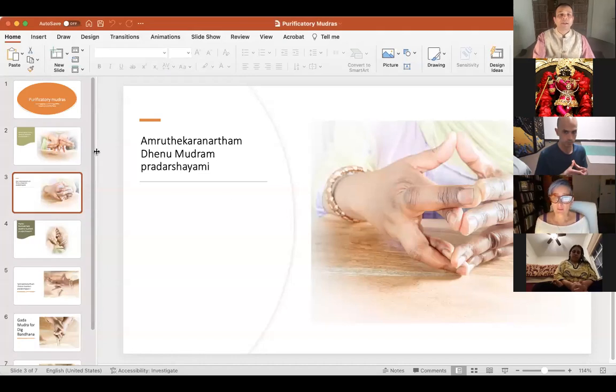Okay, let's go to the next one. This is called Dhyana Mudra. Amruti Karanartham, to make it Amruta, to make it very energetic, powerful.